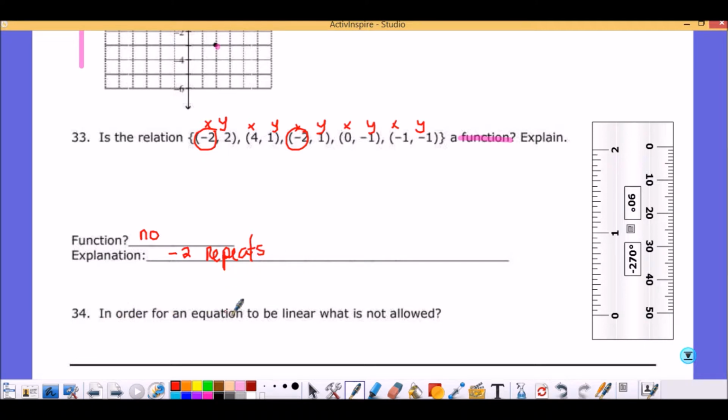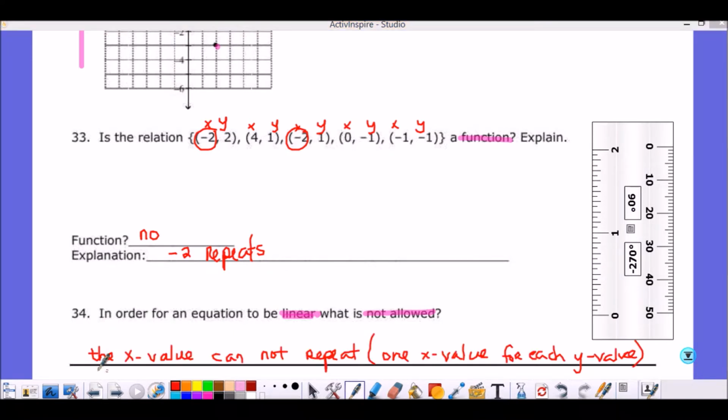Alright, so in order for an equation to be linear, that means a line, what is not allowed? Alright, go ahead and write that down. Alright, so that means the x value cannot repeat. There is only one x value for every y value.